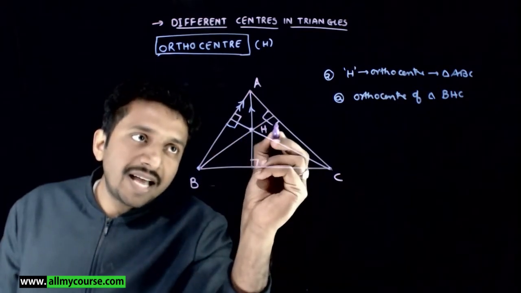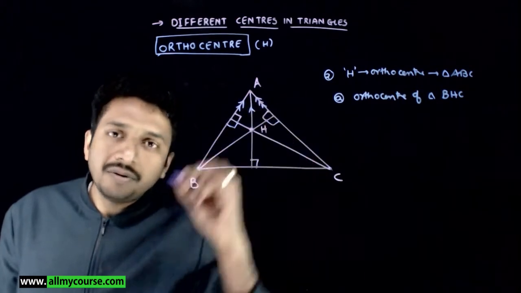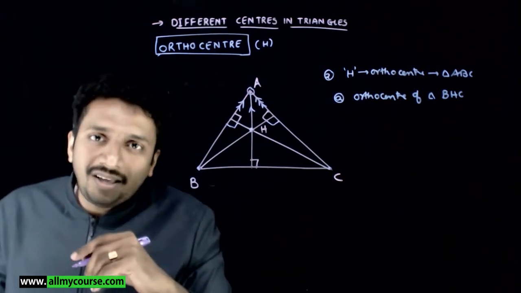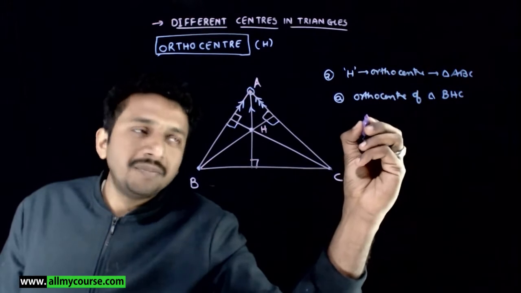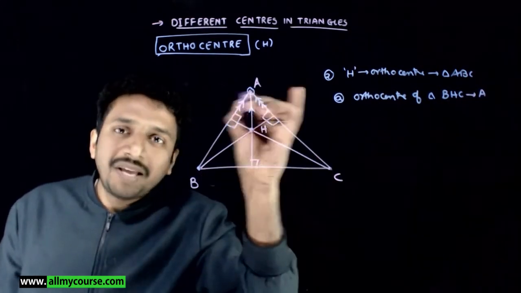Because this angle is 90, this angle is also equal to 90. So CA is the third altitude. And where are they meeting each other? They are meeting at the point A. So the orthocenter of triangle BHC is nothing but the point A. That is the remaining vertex.